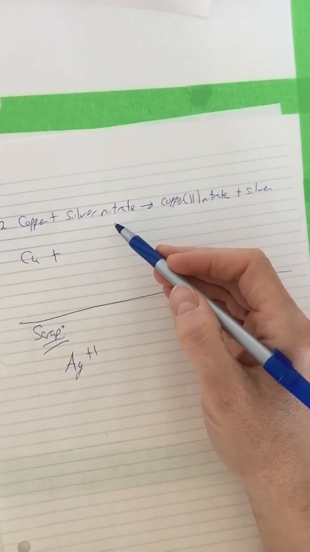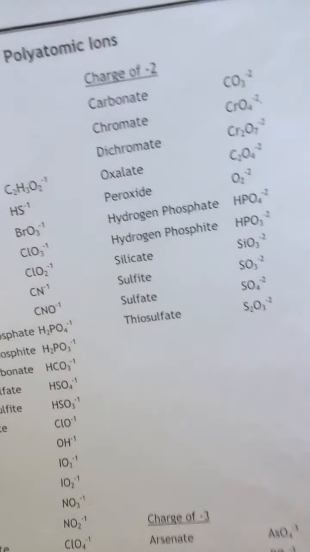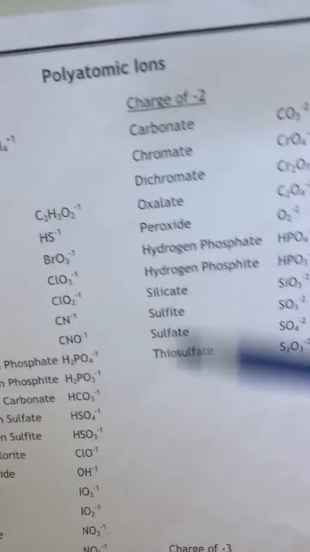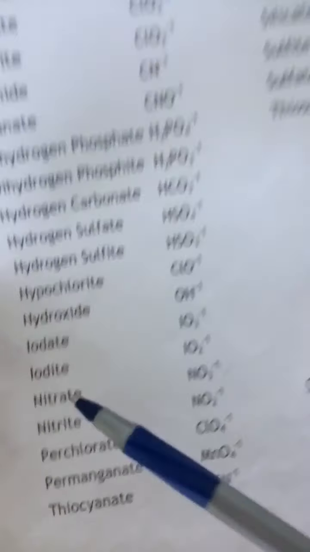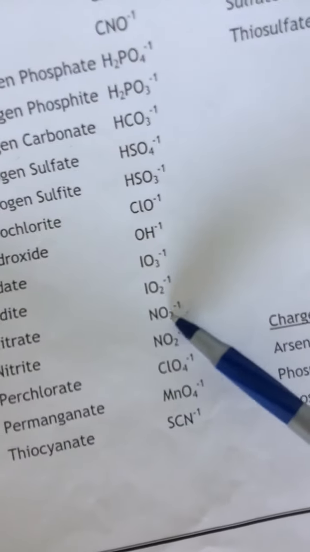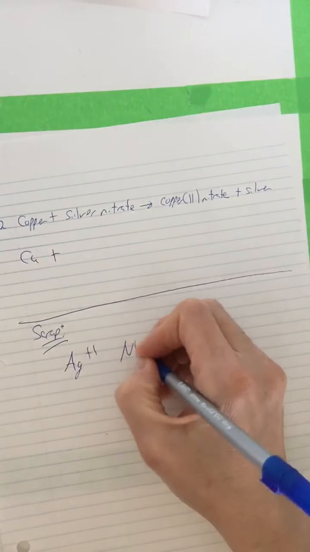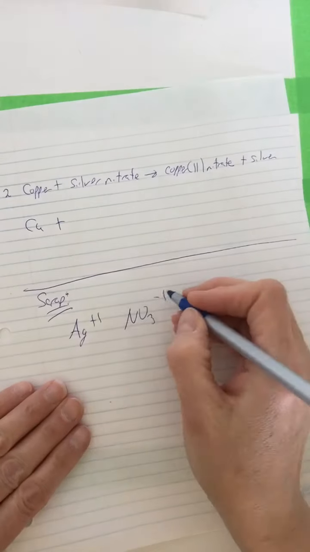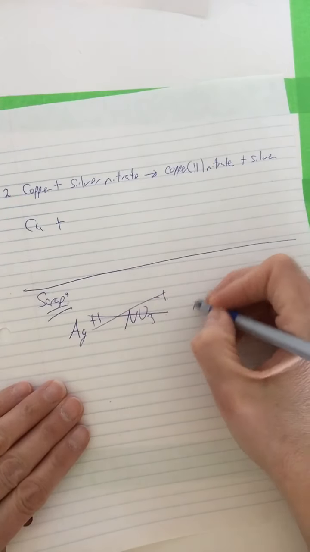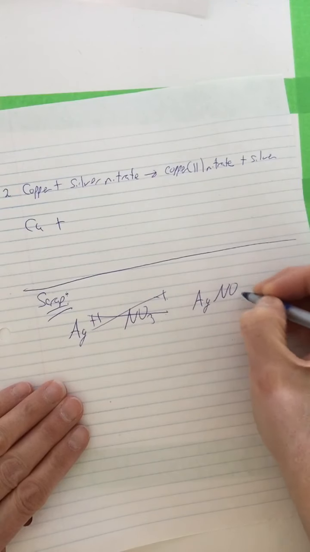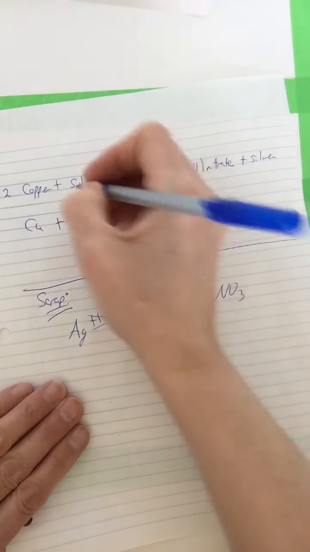What is nitrate? Well, I have to use my polyatomic sheet or my textbook. The polyatomics are on page 257, and you look around for nitrate. Well, I see nitrate right here. It's NO3 minus 1. So what does silver nitrate look like? I have to crisscross the charges. In this case, they're both 1, so it's easy. AgNO3. That's silver nitrate. So now I get to write it up here.